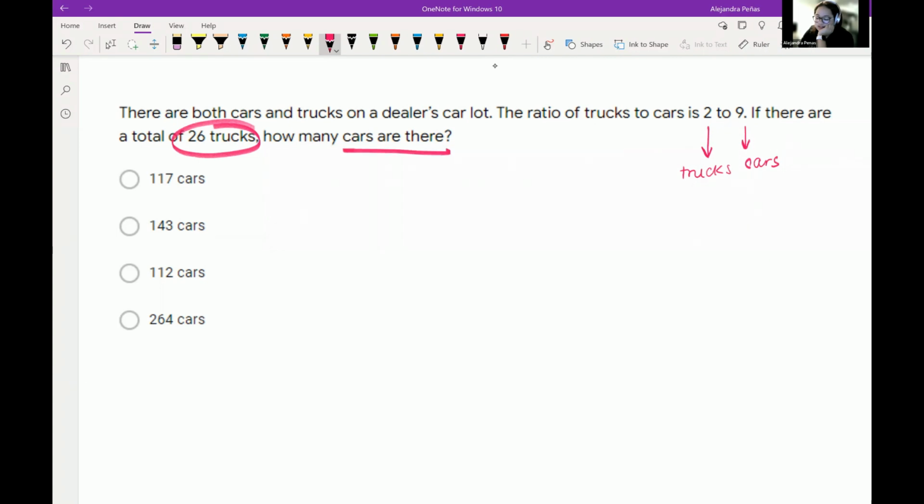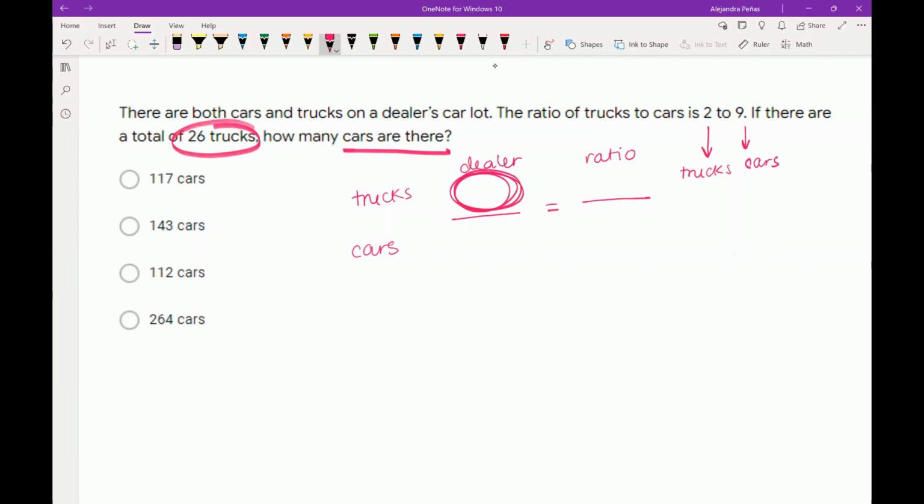Now it says there are a total of 26 trucks. How many cars are there? So you're gonna have 2 categories. You got trucks, you got cars. You have the ones in the dealer, and you have the ones in the ratio. So what number goes here? 26. Very good, 26, because there are 26 trucks in the dealer.